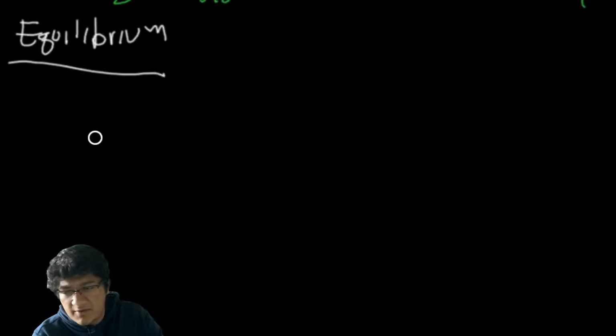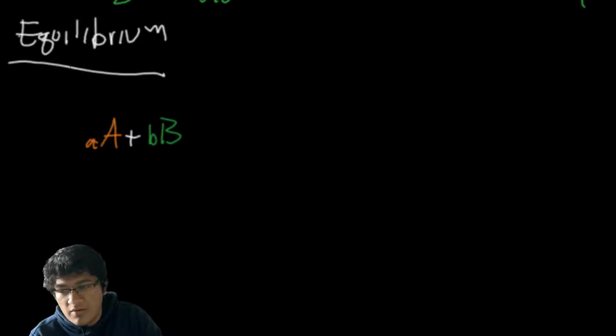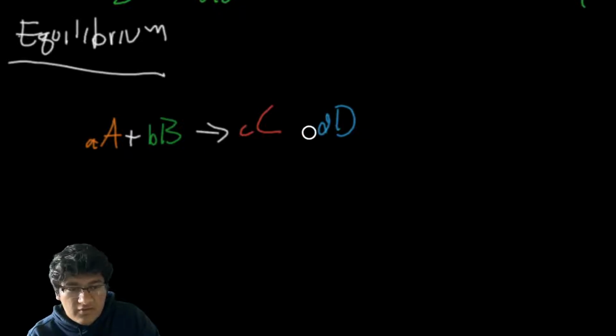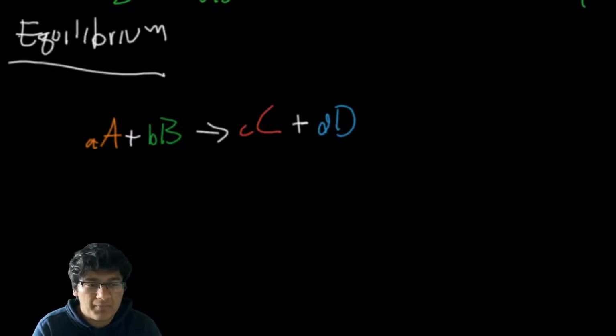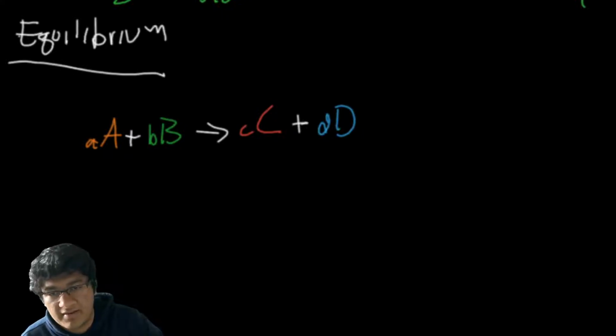Say we had this reaction: a moles of element A react with b moles of element B to form c moles of element C and d moles of element D. How we're going to represent the equilibrium is by giving a ratio of the products to the reactants.